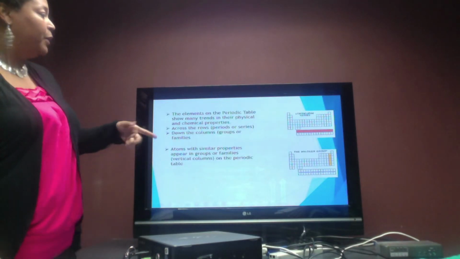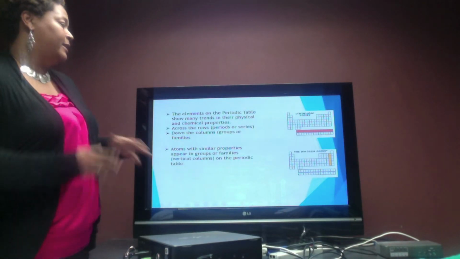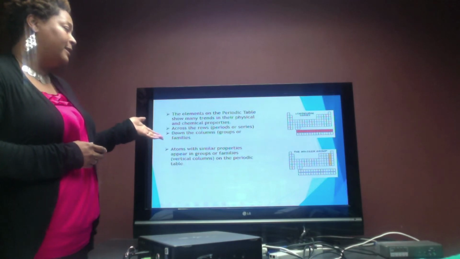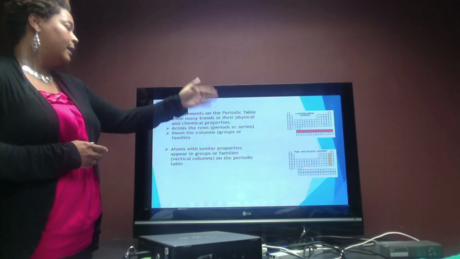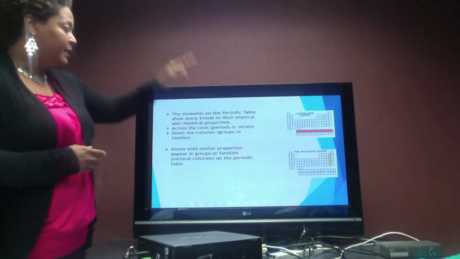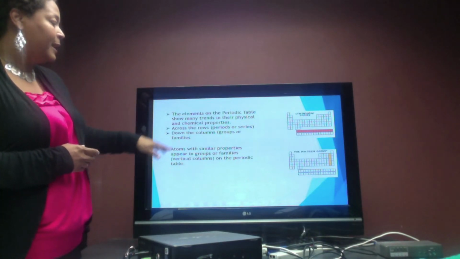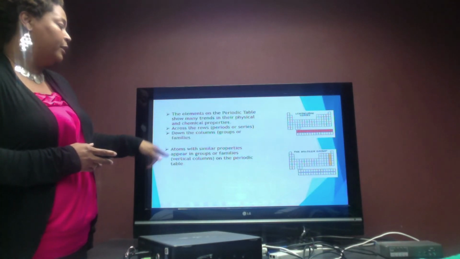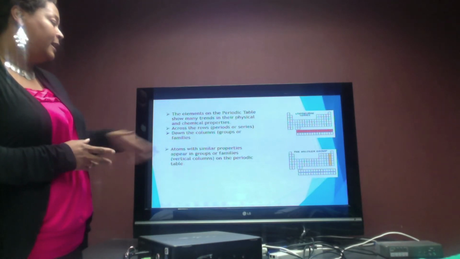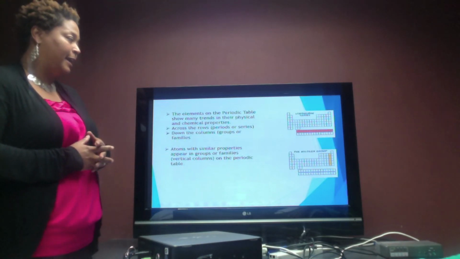The elements on the periodic table show many trends in their physical and chemical properties, across rows, periods, or series, and down the columns or groups of the families. Atoms with similar properties appear in groups or families in the vertical columns on the periodic table.